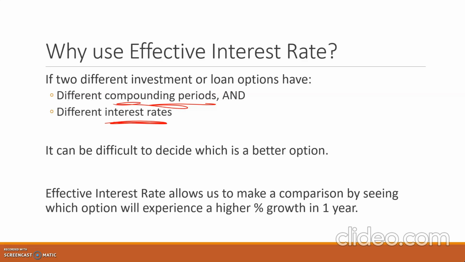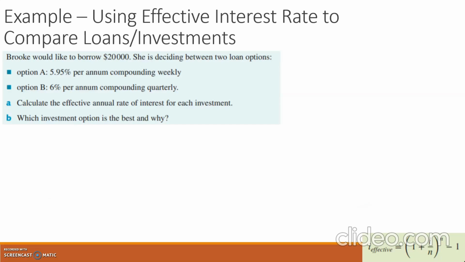Effective interest rate allows us to skip that. So it allows us to make a comparison by seeing which option will experience a higher percentage growth in just 1 year, because that's what the effective interest rate is. It tells you what percentage growth the original grows to by the end of the year if there was only one compounding period.